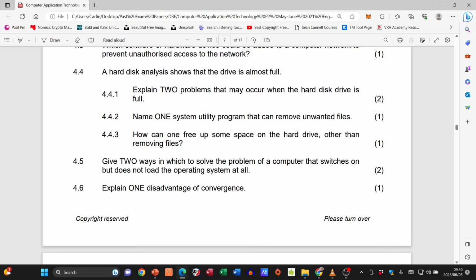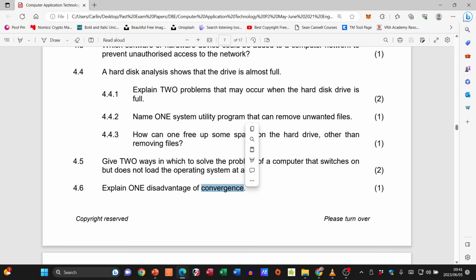Then 4.6. They say to us here, explain 1 disadvantage of convergence. But in order to do that, we must ask, well, what is convergence? Remember, this is the term that refers to different technologies coming together into one device, like your smartphone. It has a video camera. It has an audio recorder. It's got GPS. It's got all these different things that were separate technologies that came together in one device.